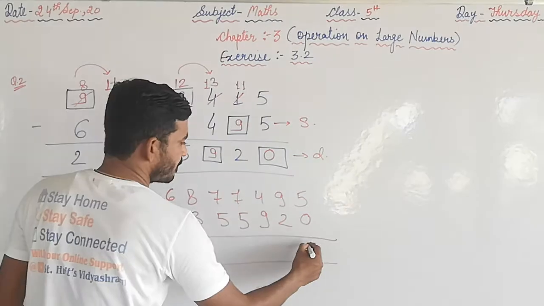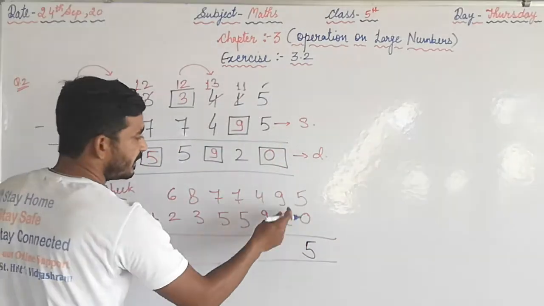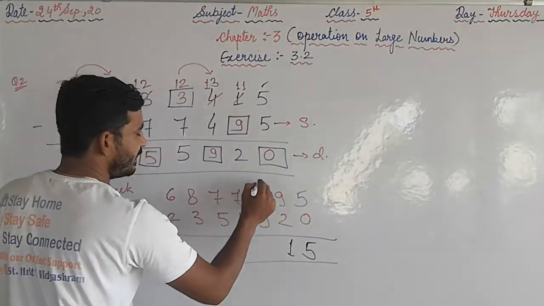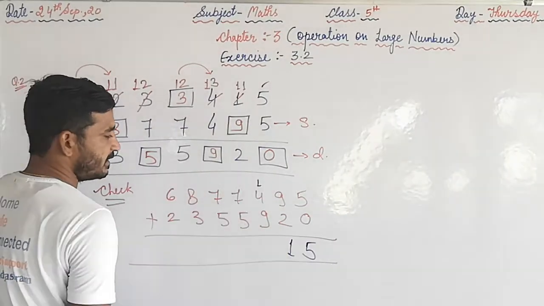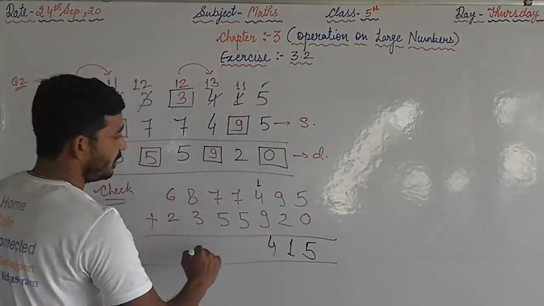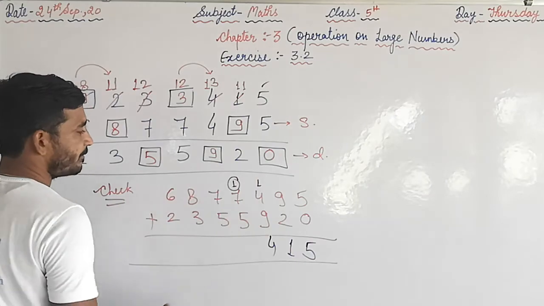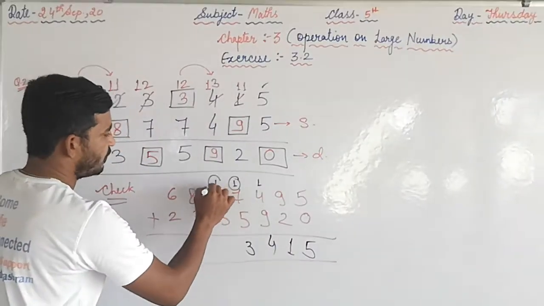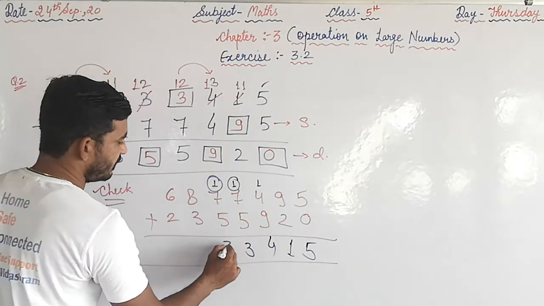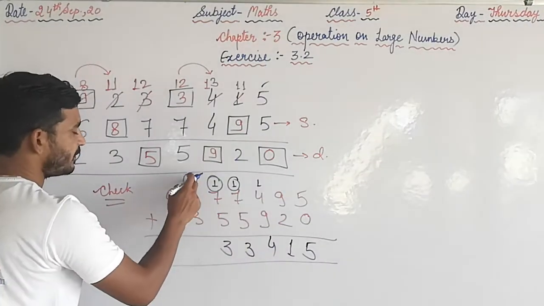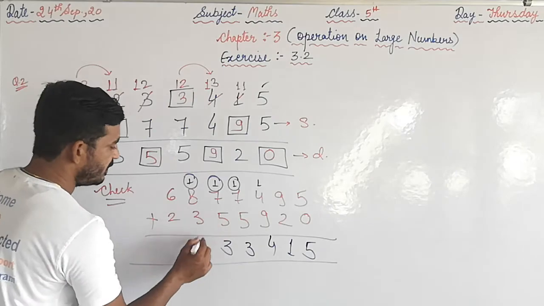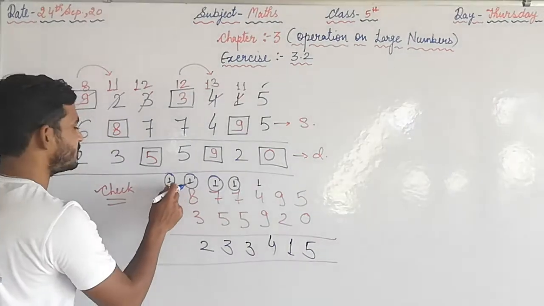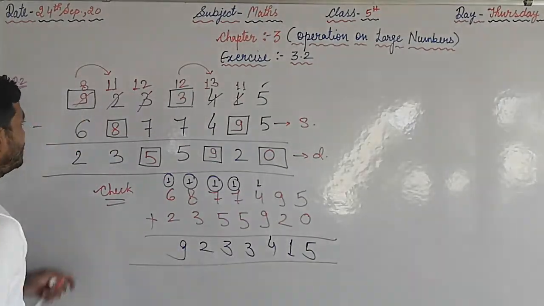5 plus 0, 5. Here it is 5. 9 plus 2, 11, 1, carry 1. 9 plus 1, 10. 10 plus 4, 14, carry 1. Okay. 7 plus 1, 8. 8 plus 5, 13, 3, carry 1. 7 plus 8, 8 plus 5, 13, 3, carry 1. 8 plus 1, 9. 9, 10, 11, 12, 2, carry 1. 6 plus 1, 7. 7 plus 2, 9. Check here.